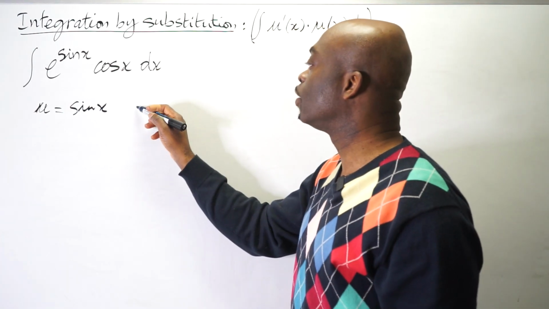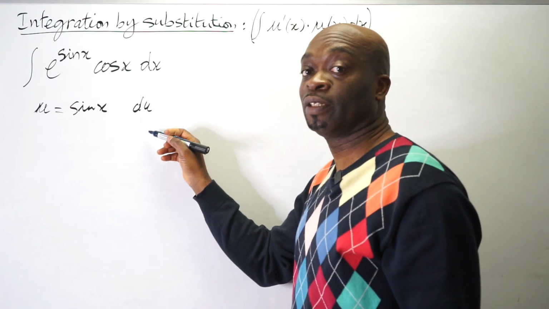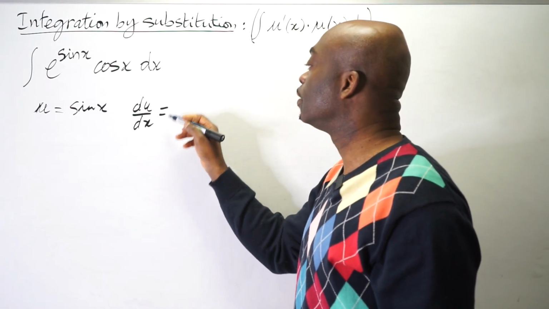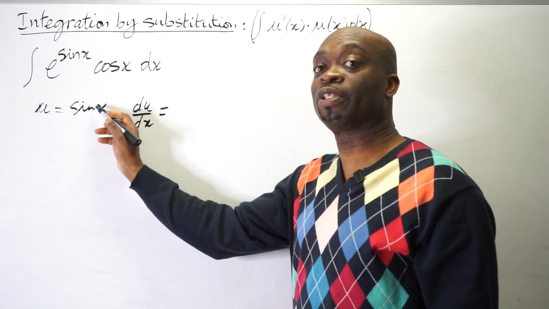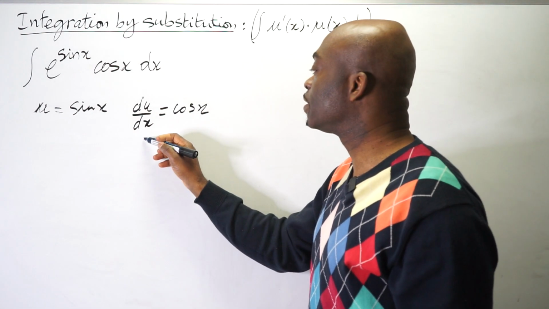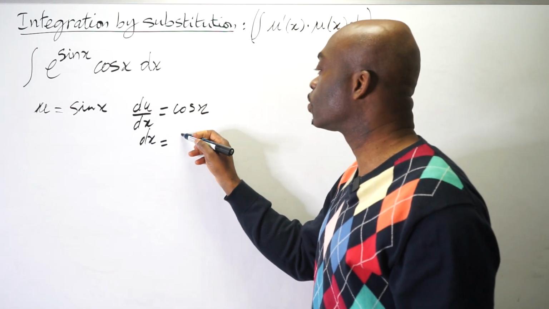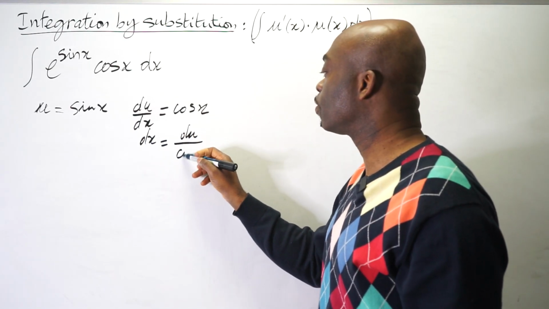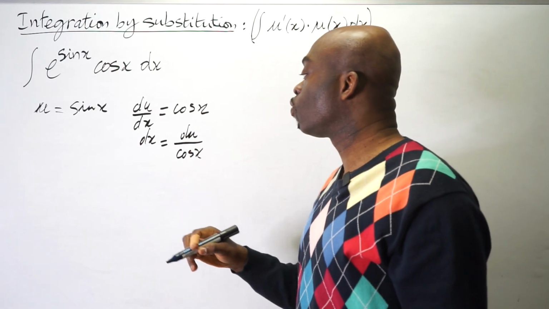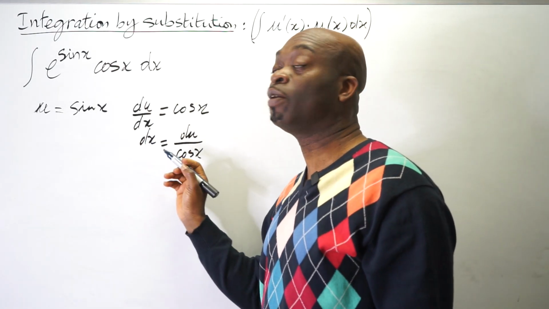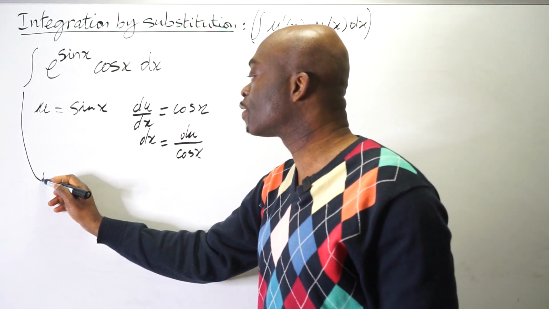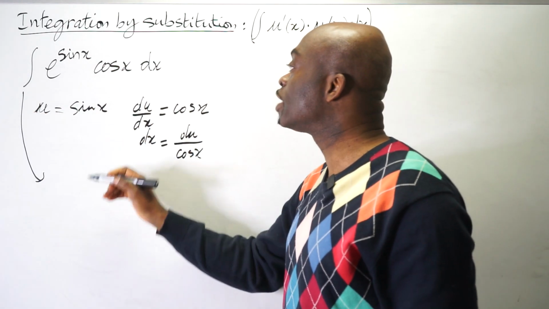And once we do that, we will be able to find the differentiation of du with regard to x, which is what? What is the derivative of sine x? It is cosine x. So that means dx is equal to du over cosine x. So are we good? Once we have that, we're going to take whatever we have here and substitute it back into the main problem. That's why we call it a substitution problem, right? So let's go for it.